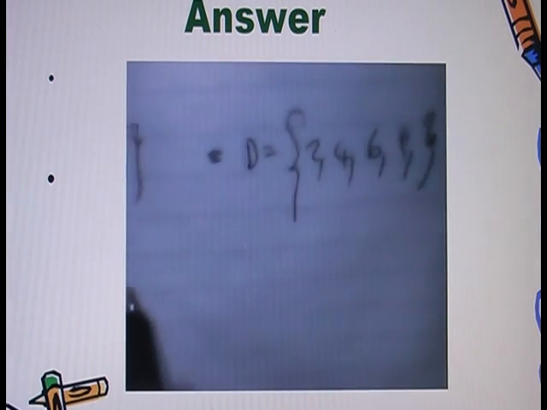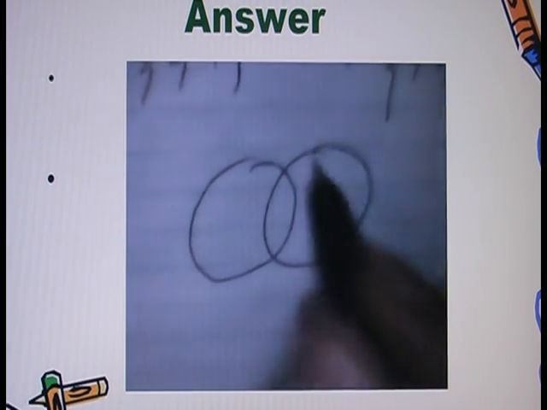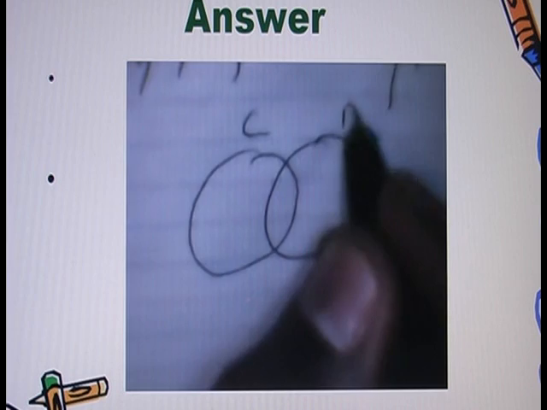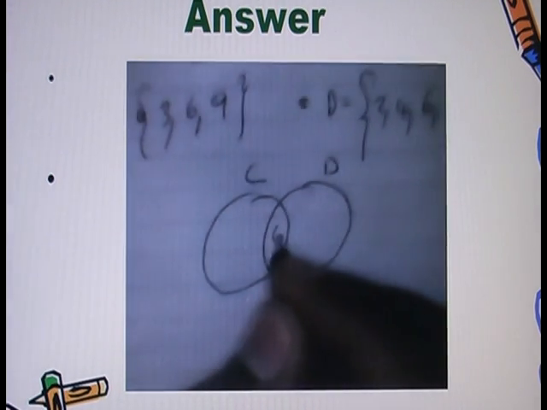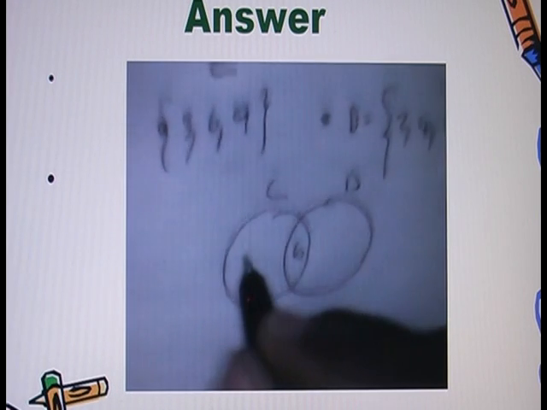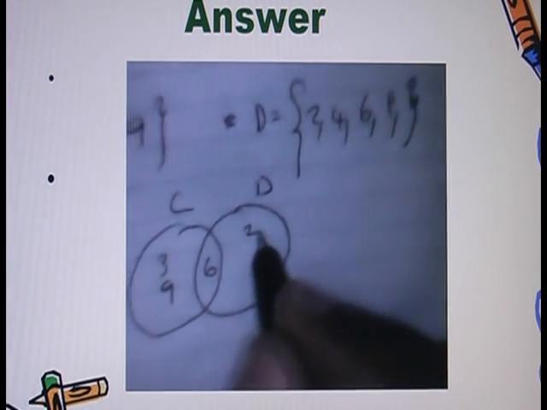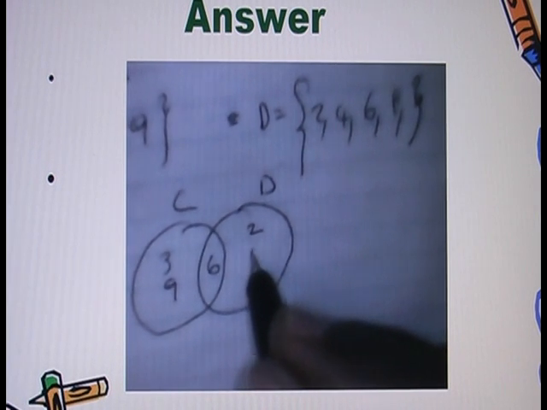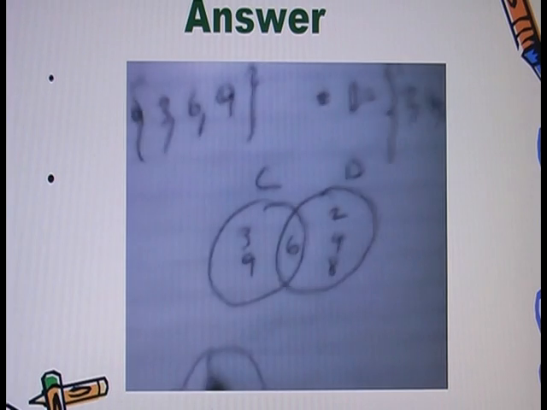Good. So our diagram then should be something like this. Set C, set D, and 6 is in both what? Sets. So 6 is here. And then now 3 and 9 will be here, and then 2, 4 and 8. So your correct answer then is this.